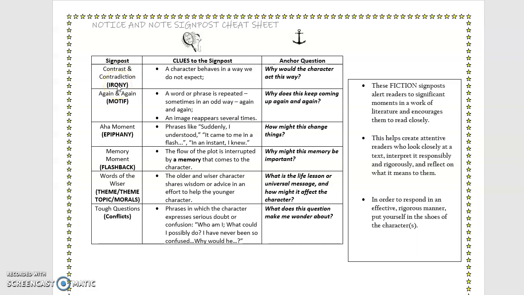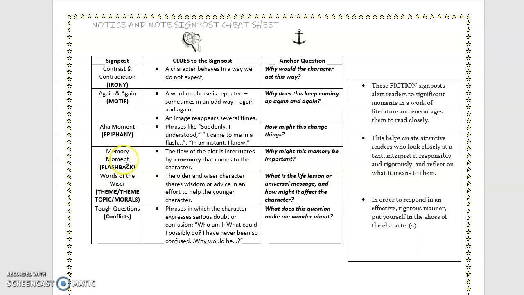We know irony is when something happens that is the opposite of what is expected. Again and again is something that's happening over and over, or an image that reappears over and over. In literature, we call that a motif. An aha moment or an epiphany, what I call that OMG moment or a climax. Look for phrases such as suddenly I understood, or it came to me in a flash, or in an instant I knew. Kind of like in Lord of the Flies for college prep, think about what Simon just talked to. And then for honors in 1984, think about what just happened to Winston and Julia.